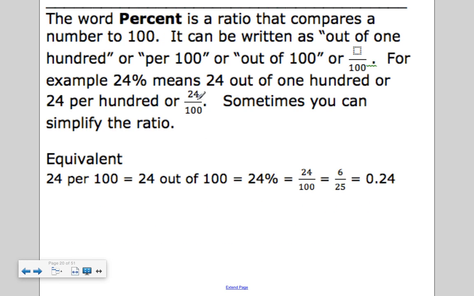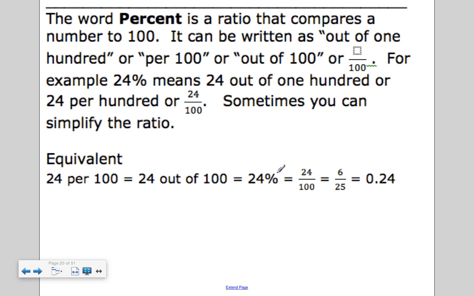So percent means out of 100, or per 100. It's represented as a ratio, something over 100. For example, 24% means 24 out of 100, or 24 per 100, or 24 over 100. Sometimes you can simplify the ratio.